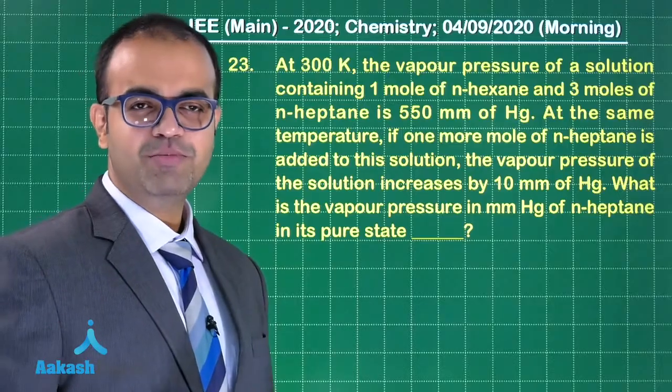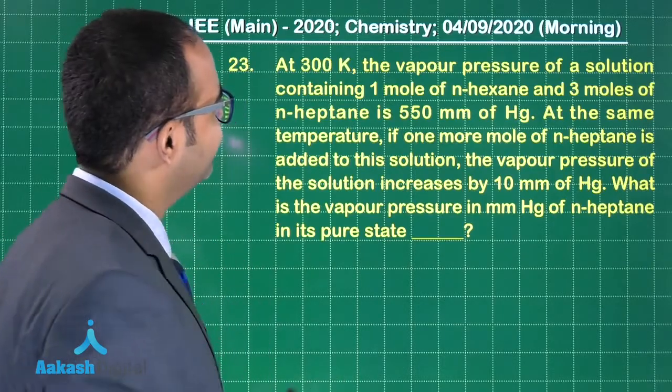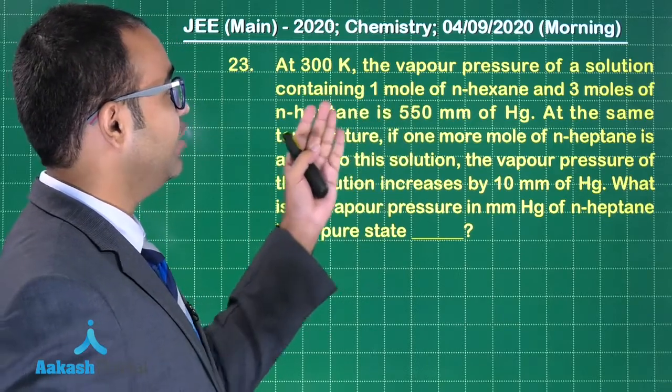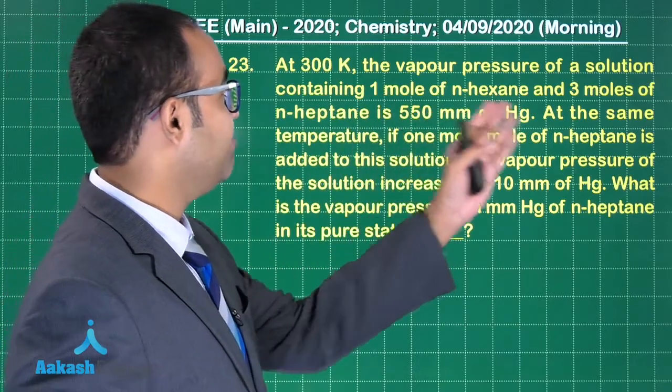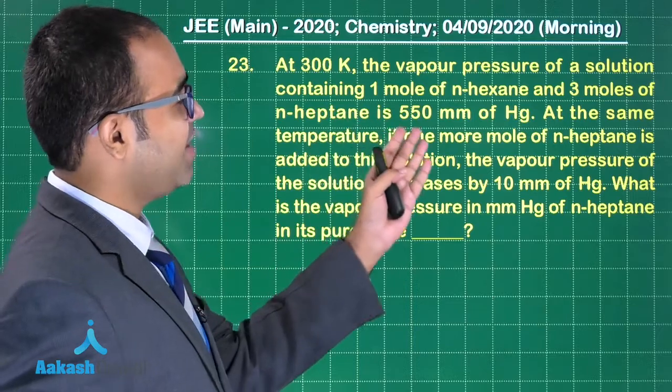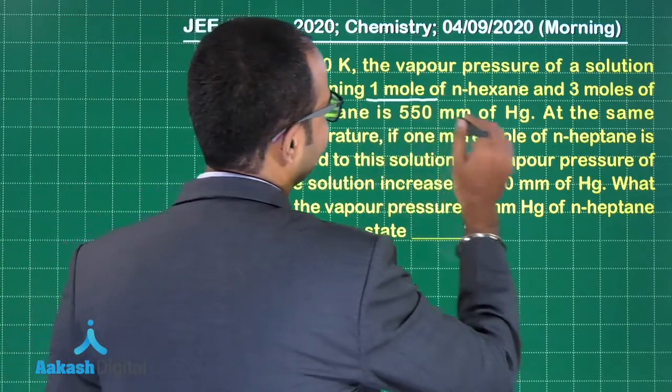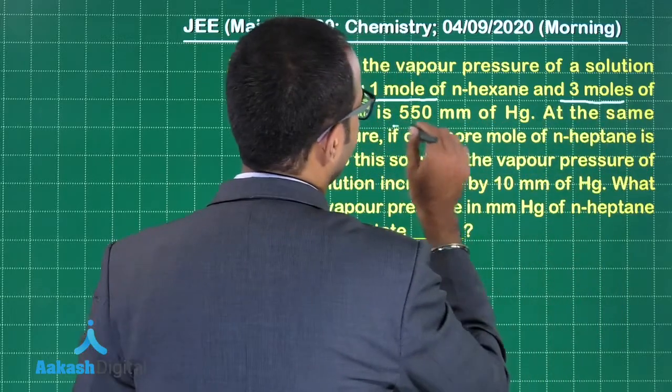Let us solve question number 23, guys. So what we have here: at 300 K, the vapor pressure of a solution containing 1 mole of N-hexane and 3 moles of N-heptane is 550 mm of Hg. So let us highlight the data that is given: 1 mole, 3 mole, 550.